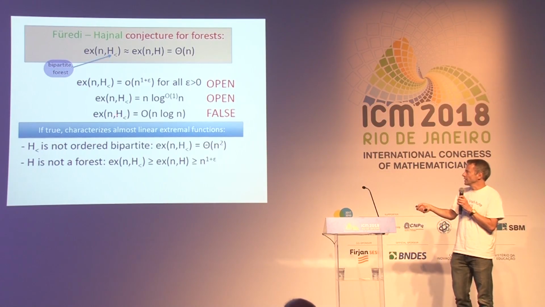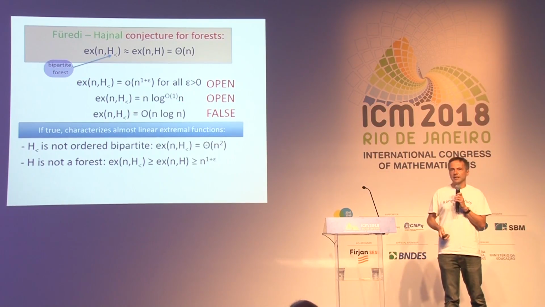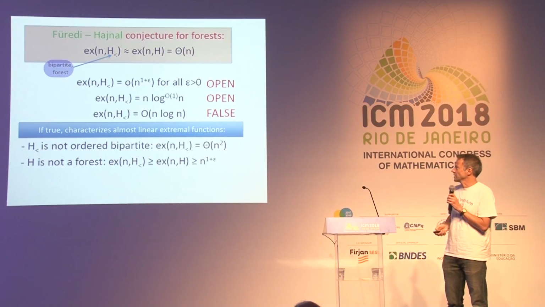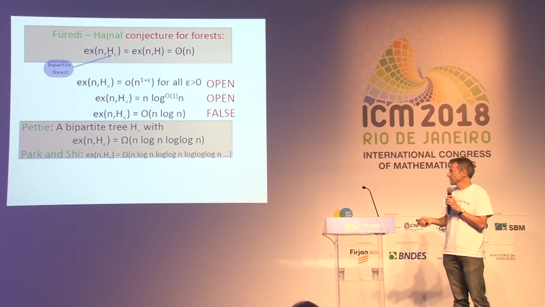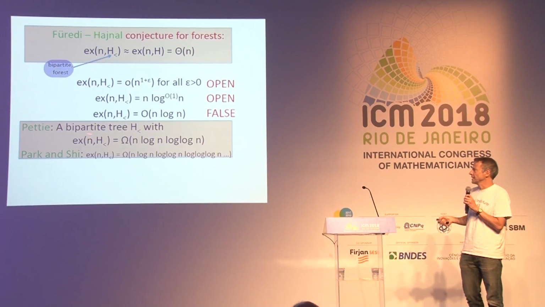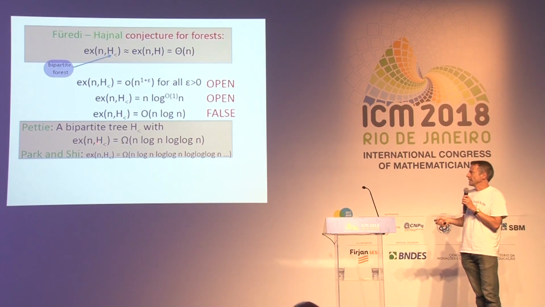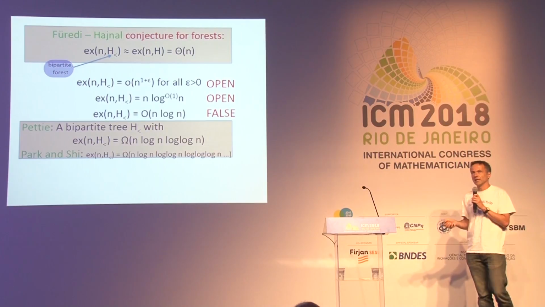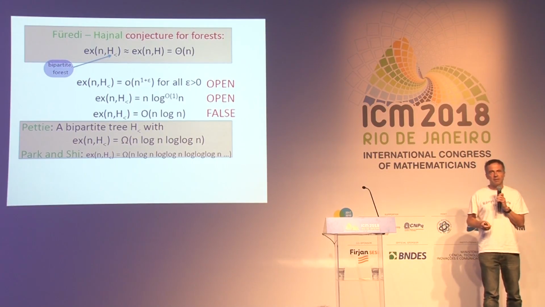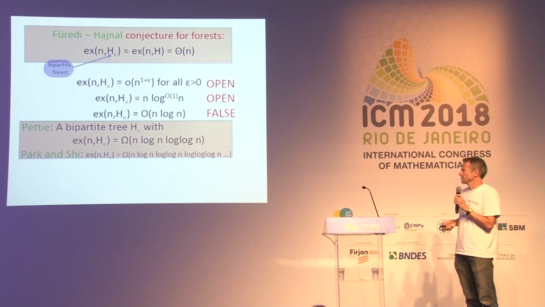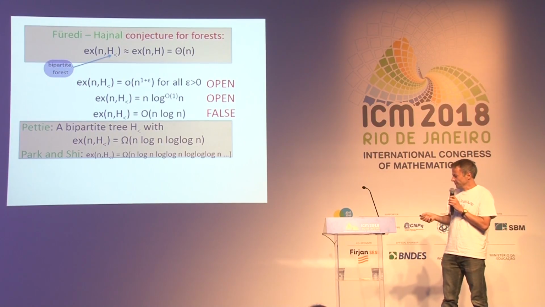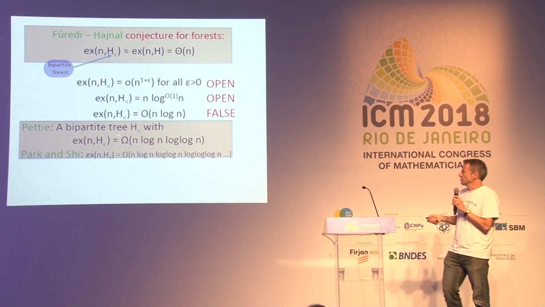These two are open, and this very strong one, where you wanted to have n log n, is actually false. And it's false because Seth Petty gave an example where the extremal function of a given ordered bipartite tree on 10 vertices, if I'm right, maybe 11, was more than n log n.